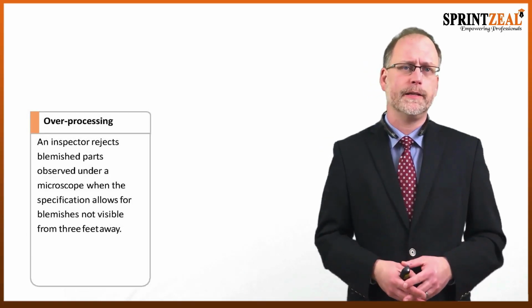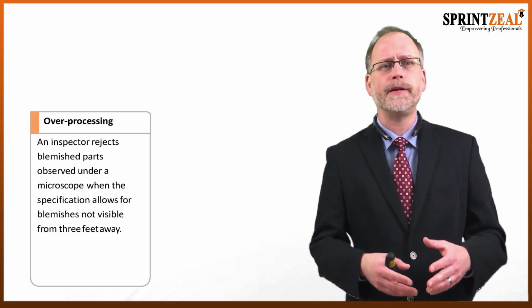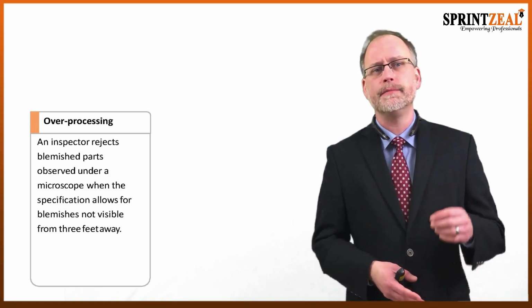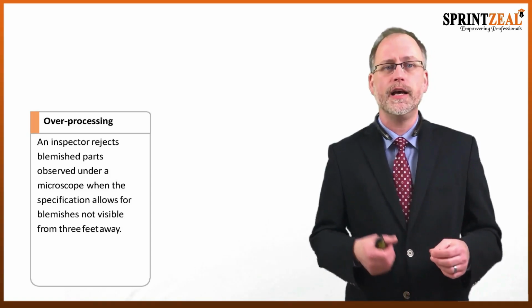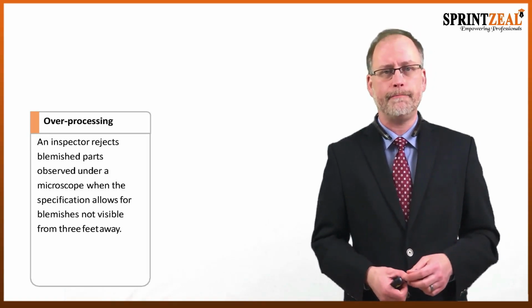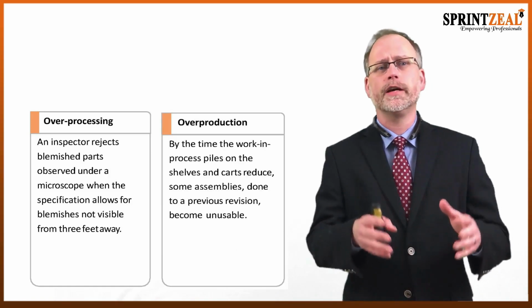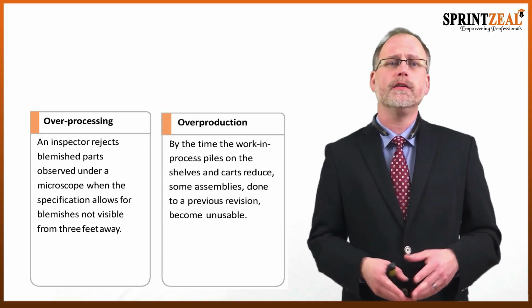How about overprocessing? Well, let's say an inspector rejects a blemished part that's observed under a microscope when the specification allows for blemishes not visible from 3 feet away. So let's look at overproduction. This is where we would be producing more than what the customer requires.